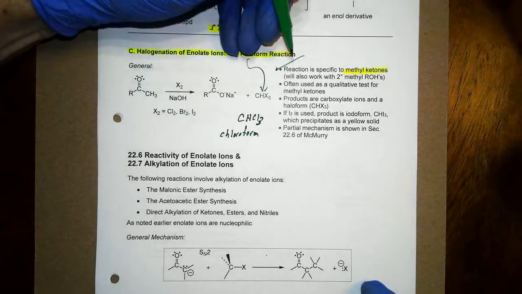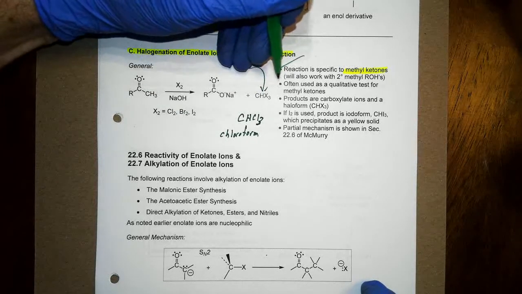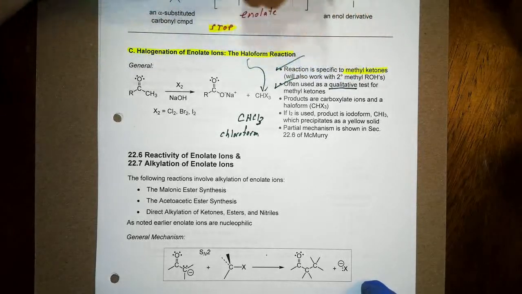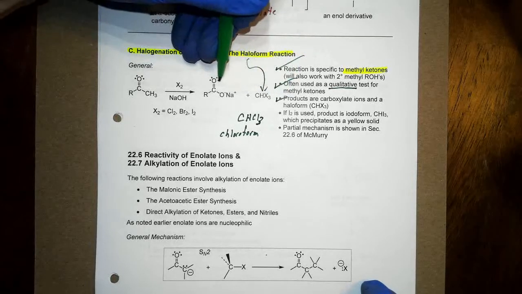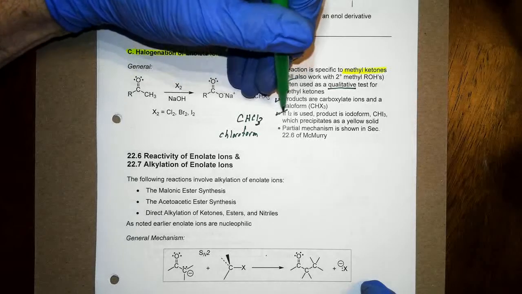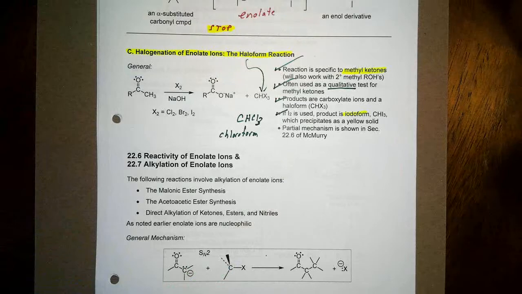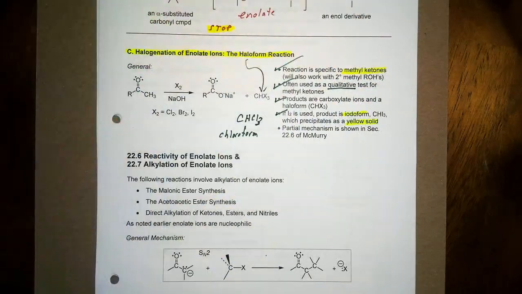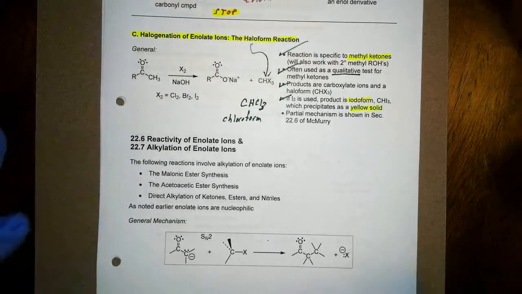So this reaction is specific to methyl ketones. It can work with secondary methyl alcohols. In the old days, they did a qualitative test to figure out if you had a methyl ketone. The products are carboxylate ions and a haloform. And if you use iodine, you produce what? Iodoform. And iodoform is really easy to spot because it'll precipitate out as a yellow solid. So we could do that in the lab if we could go back to lab. Anyway, that's all I wanted to say about that.